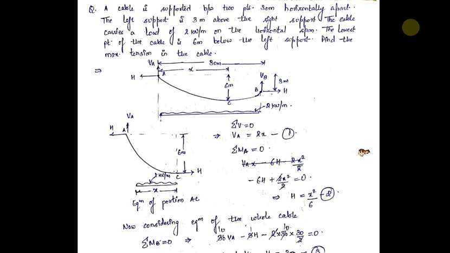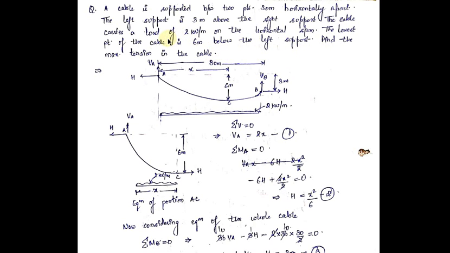So, the first numerical: a cable is supported between 2 points 30 meters horizontally apart. The left support is 3 meters above the right support. The cable carries a load of 2 kilonewton per meter on the horizontal span. The lowest point of the cable is 6 meters below the left support. Find the maximum tension in the cable.